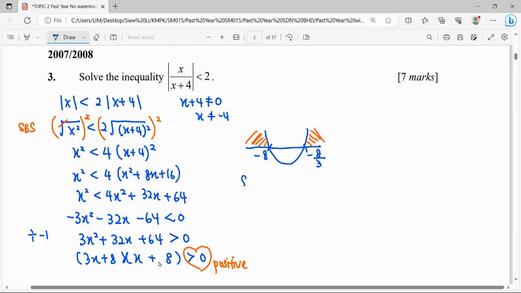So here we write our answer x. The region here is at the left hand side of -8, so x less than -8. Meanwhile, this region of the answer is at the right hand side, so x is more than -8/3. Don't forget, we have to state that x cannot be -4, as that will make our fraction undefined.